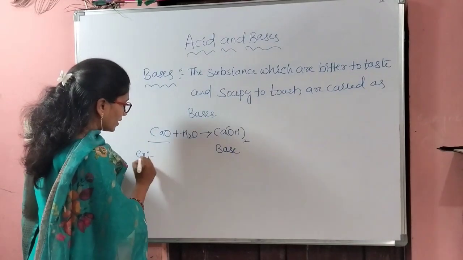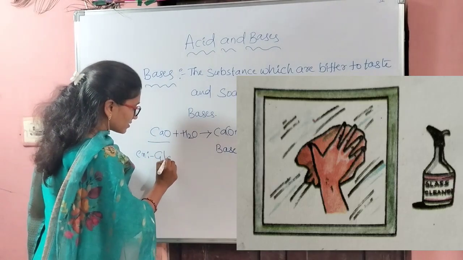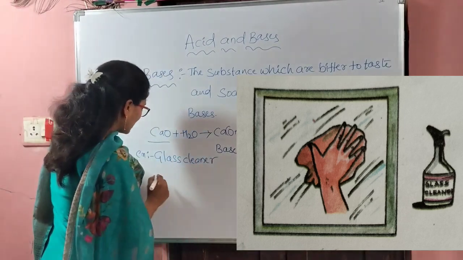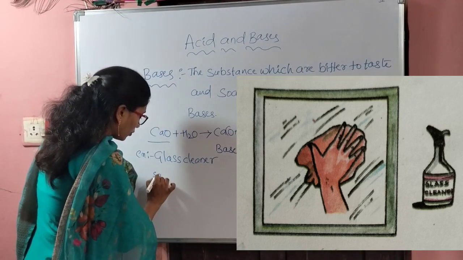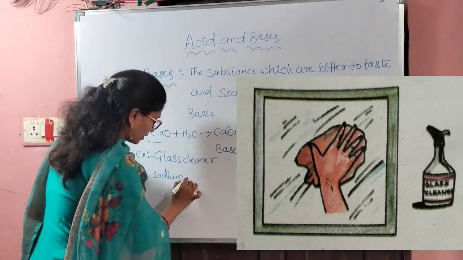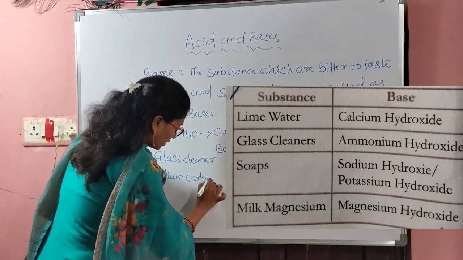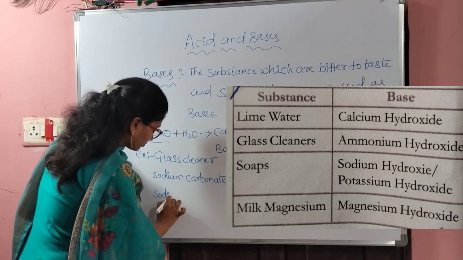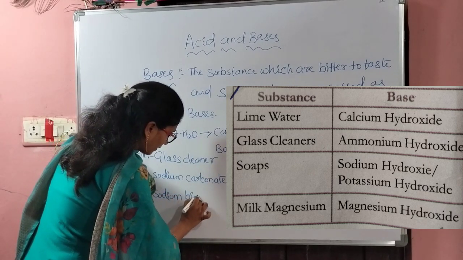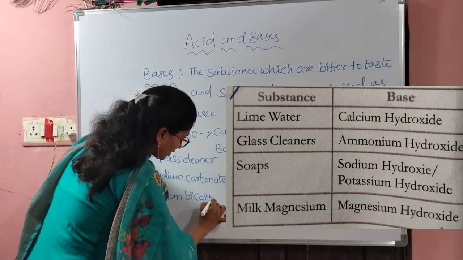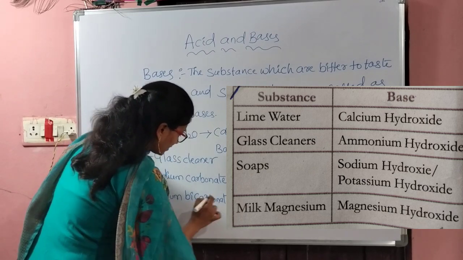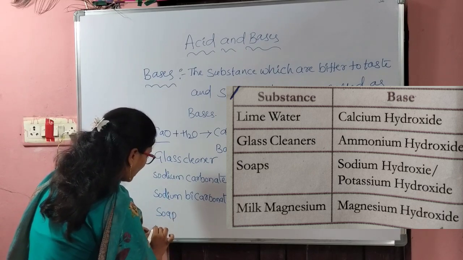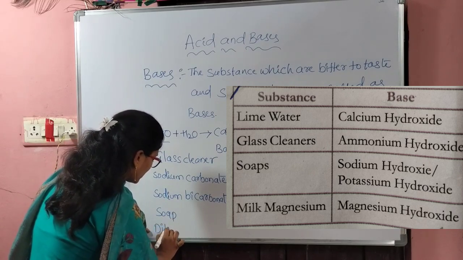Here the first one is glass cleaners. The glass cleaners consist of a base and also sodium carbonate and sodium bicarbonate, and also all kinds of soaps and all kinds of detergents.